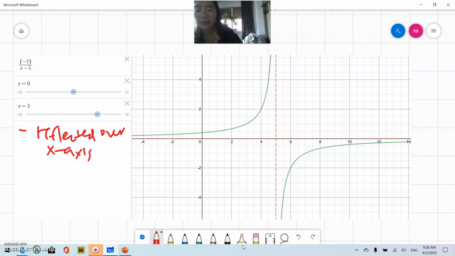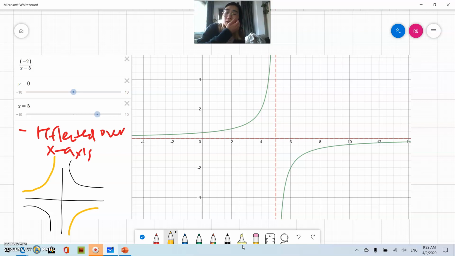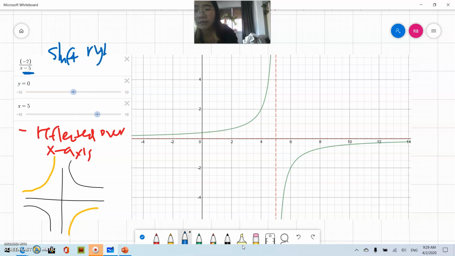So if you can remember the very first parent function, it looked like this, but now look at what your function looks like. It looks as if this got flipped over, right? So my new function is that yellow line there. Okay, so that's all that negative does. So it's been reflected over the x-axis, it got stretched by 2, and it shifted right by 5, and that shifting comes from x minus 5. So shift right by 5, and that's why our vertical asymptote is getting affected, right? And the horizontal asymptote stays the same.